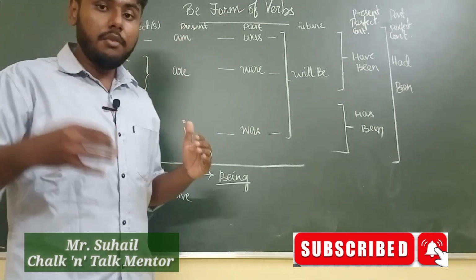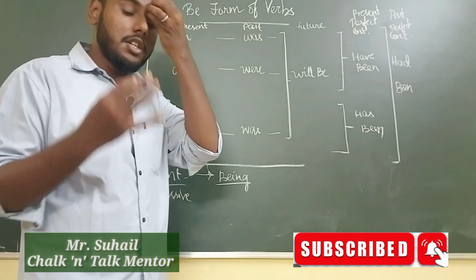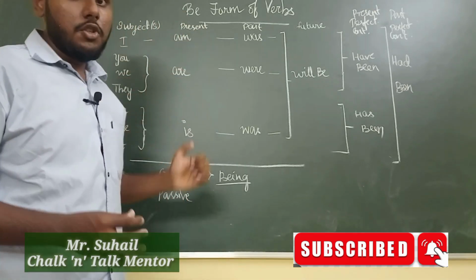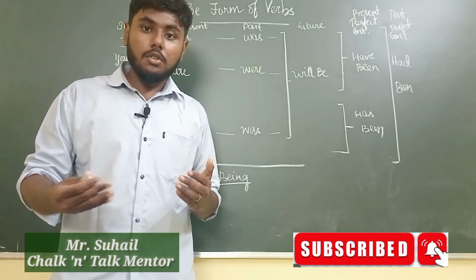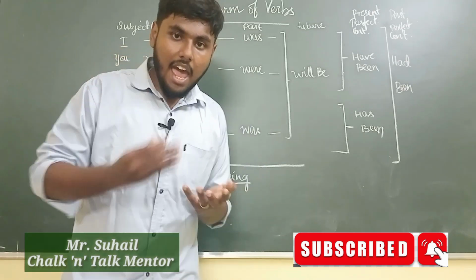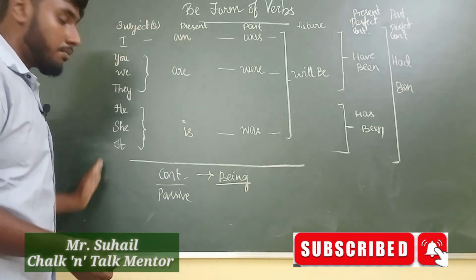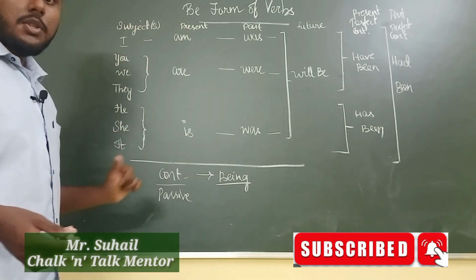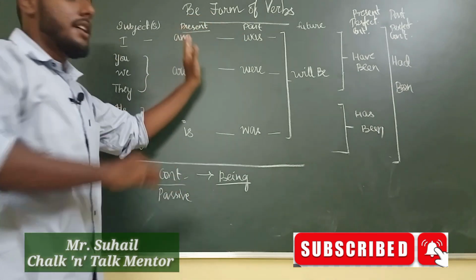I'll quickly give you some examples for you to understand the usages in a better way. The first thing is we are going to have a look at the present tense. As I've already told you, the verbs that fall under the present tense are am, is and are. I have given you a list of subjects for you to easily understand the usages of these verbs. So first we will understand the usage of be form of verbs with regard to the present tense.